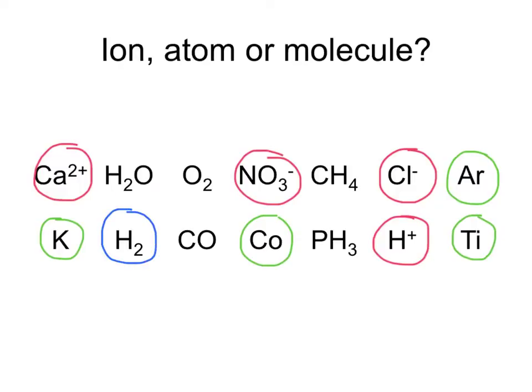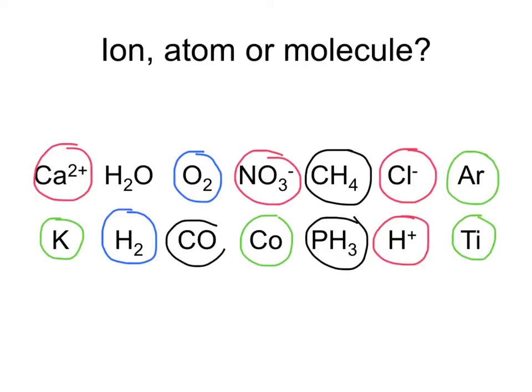Hydrogen here and oxygen here contain only one element because they've only got one symbol, but they're actually composed of a molecule containing two atoms of that element joined together. Finally, there are the molecules which are made up of more than one element, and these ones are methane here, phosphine, carbon monoxide and water.